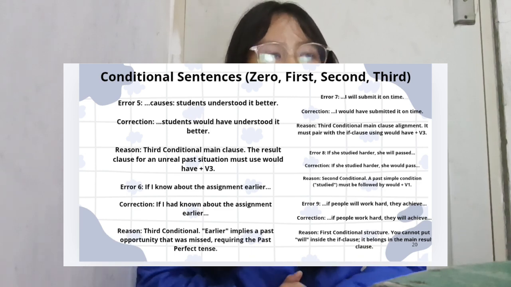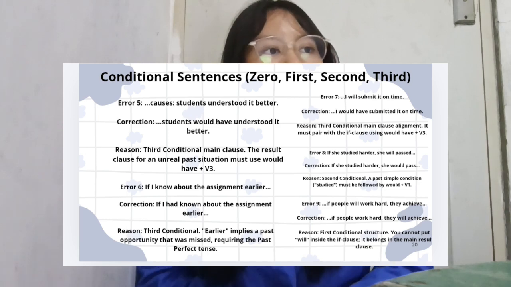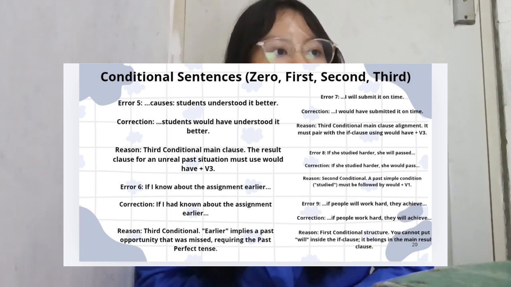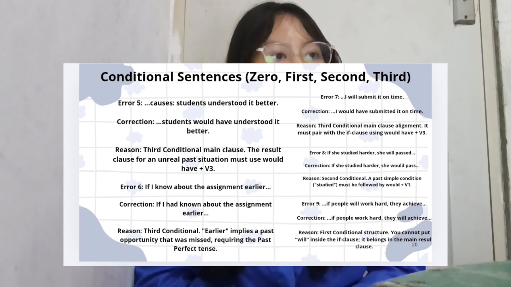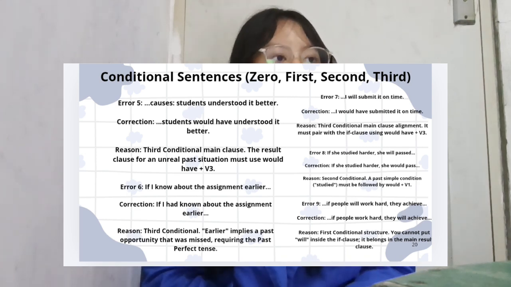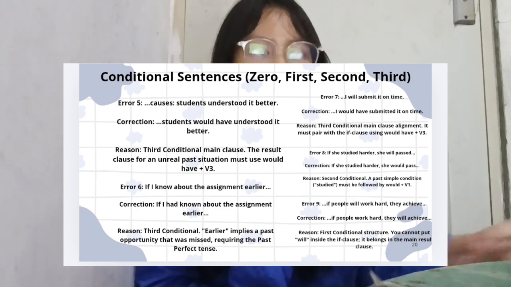Error 9: If people will work hard, they achieve. Correction: If people work hard, they will achieve. Reason: First conditional structure. You cannot put 'will' inside the if clause; it belongs in the main result clause.